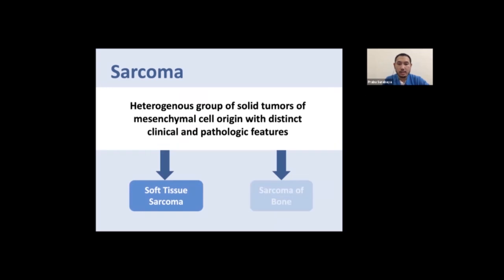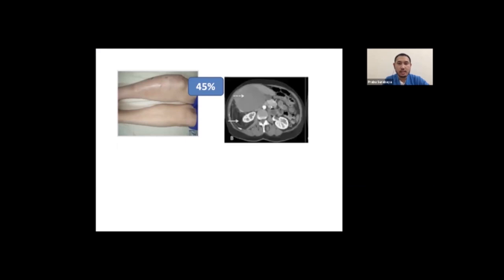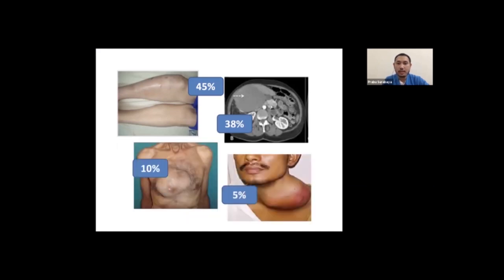Now, we divide the sarcoma into two different kinds. The first one is soft tissue sarcoma, and the second one is sarcoma of bone. We will learn about soft tissue sarcoma in this presentation. The commonest site of soft tissue sarcoma is the extremity, at 45% in our body, and 38% is intra-abdominal, 10% in trunk, and 5% in head and neck. But soft tissue sarcoma can occur in any part of our body.